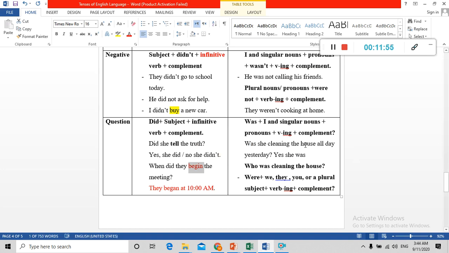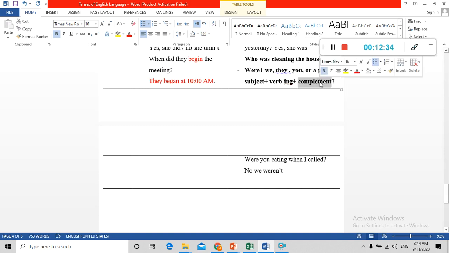Let me come to the questions in the past continuous. I just put was and were in the beginning of the sentence or after the question word. Like here, was she cleaning the house all day yesterday? Yes, she was. No, she wasn't. Here with the question word, who was cleaning the house? With plurals, we use were, with we or they or you, of course, and a complement.